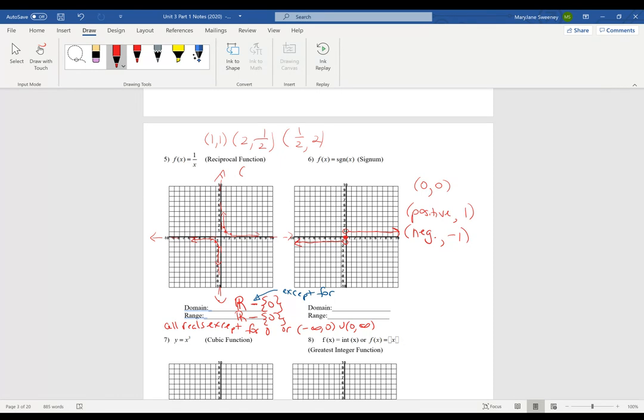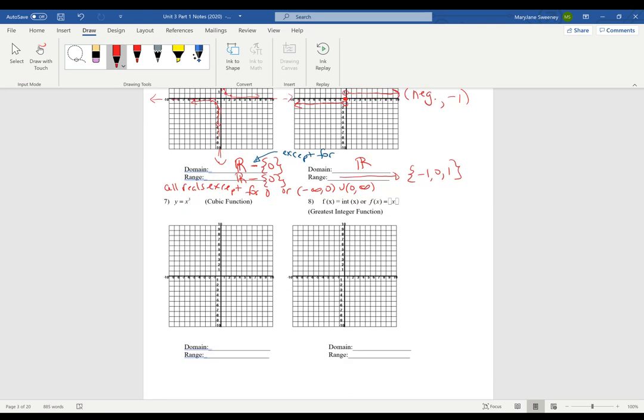And what we're going to review in a couple of days is that functions have to pass the vertical line test. So if I had these all closed circles at 0, 1, 0, 0, 0, -1, that would not pass the vertical line test. So the domain is all reals. The range is just -1, 0, and 1. Those are the only y values in this graph.